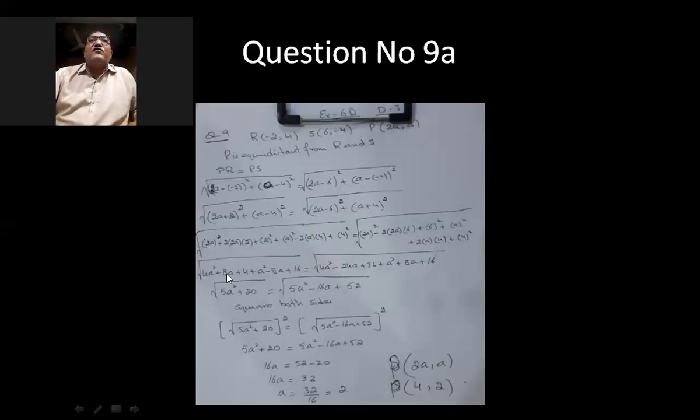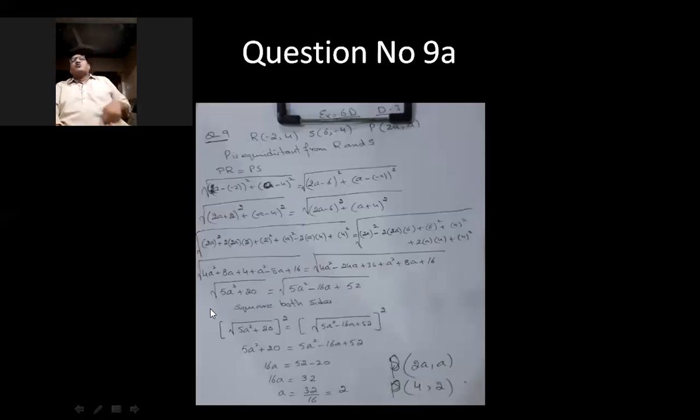So here you will have 4a square plus 8a plus 4 plus a square minus 8a plus 16 under root, equals to 4a square minus 24a plus 36 plus a square plus 8a plus 16. So you will have here 5a square plus 20. This 8a and minus 8a will be cancelled. Here you will have 5a square minus 16a plus 52, and we have square root on both of them.